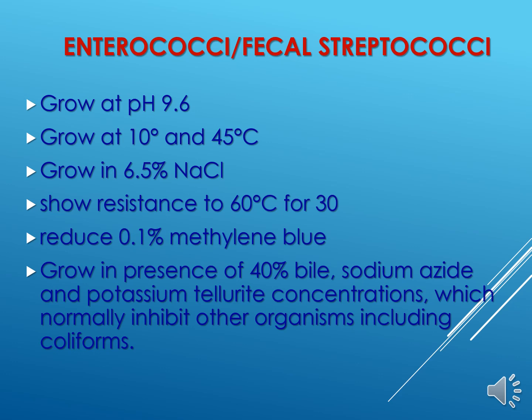Some of their biochemical properties are they grow at pH 9.6, grow at 10 degrees and 45 degrees Celsius, and grow in 6.5% NaCl concentration. They show resistance to 60 degrees Celsius for 30 minutes. They can reduce 0.1% methylene blue. They grow in the presence of 40% bile, sodium azide and potassium tellurite concentrations, which normally inhibit other organisms, including coliforms.